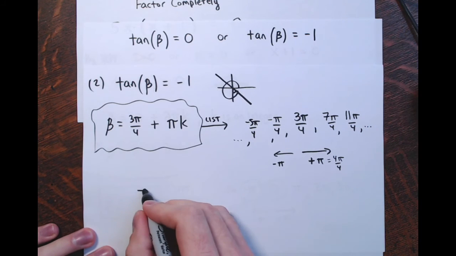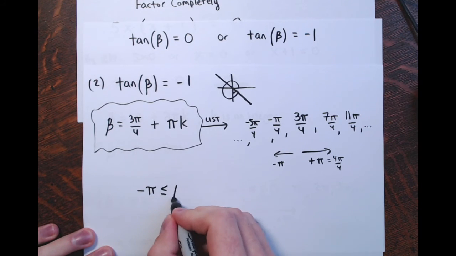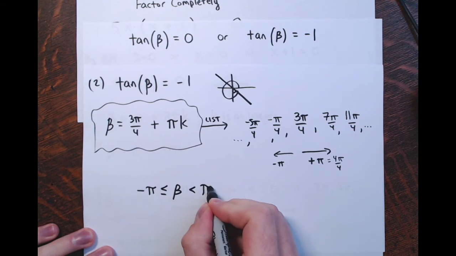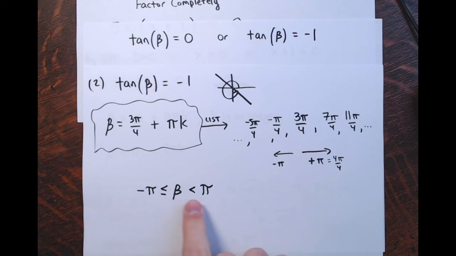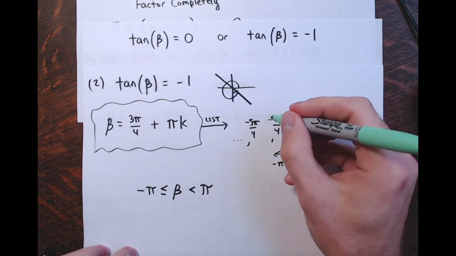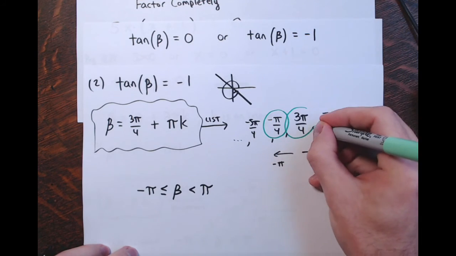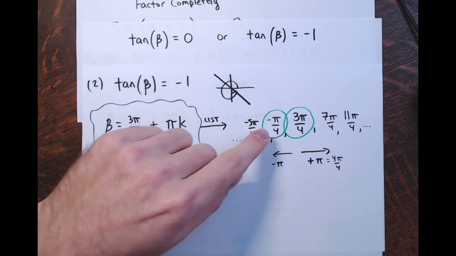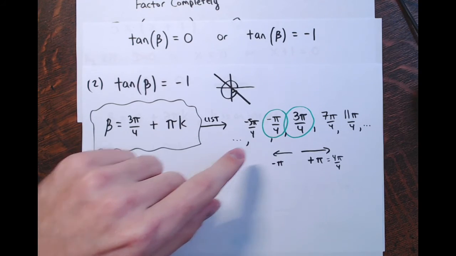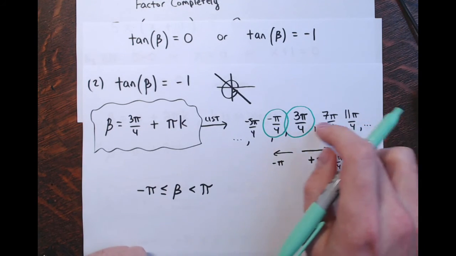But they want values of beta in this range, from negative pi to pi. So the only ones that actually are satisfying that range are these two. Negative pi over 4 is in here. 3 pi over 4 is in here. All these are too big. These are too small.